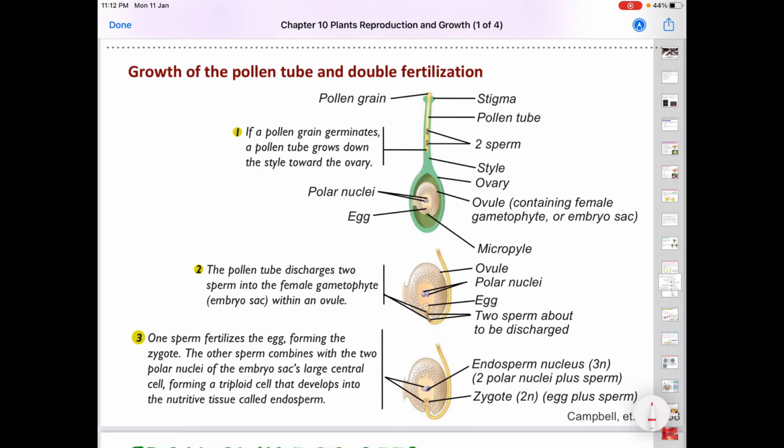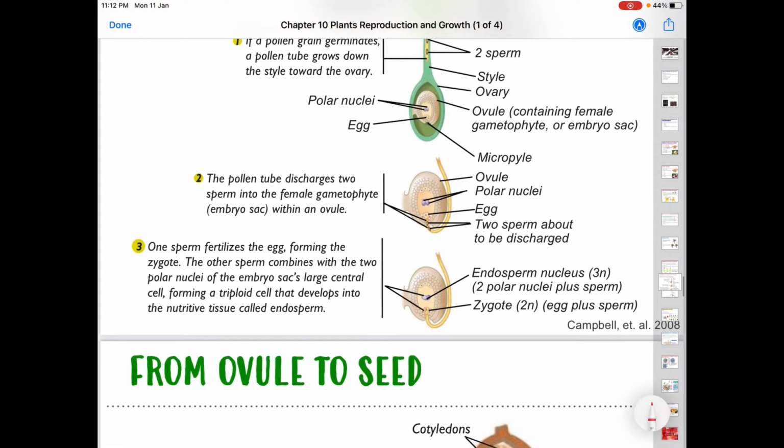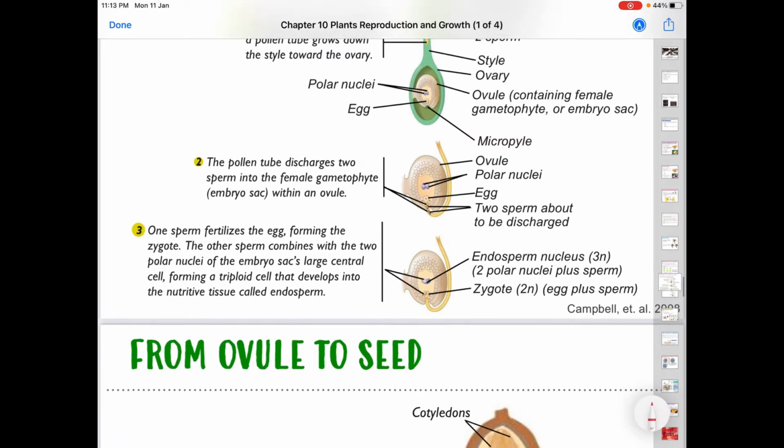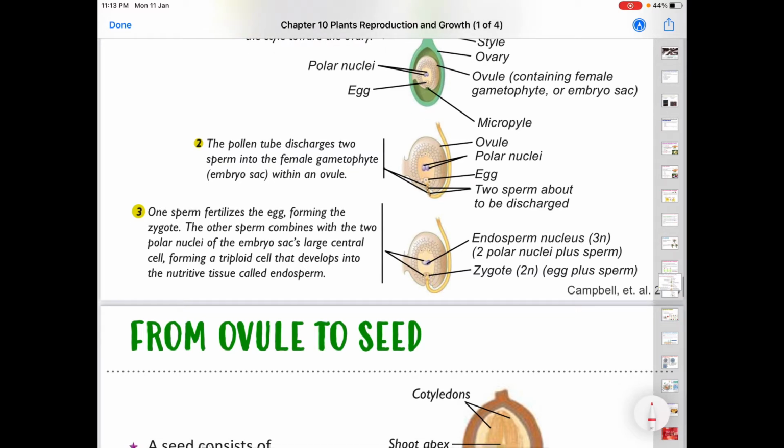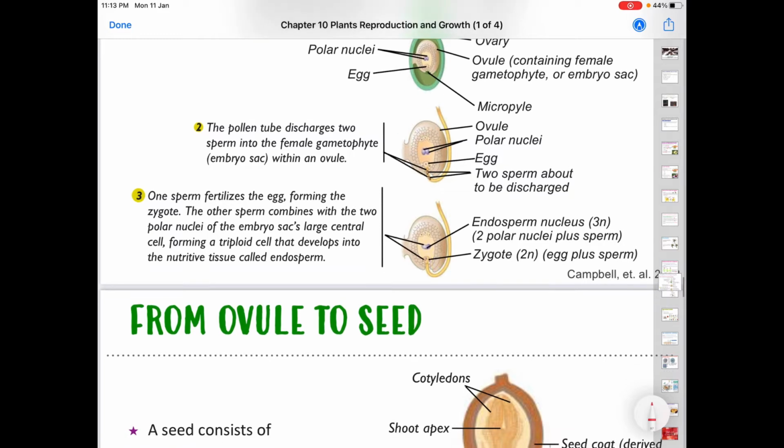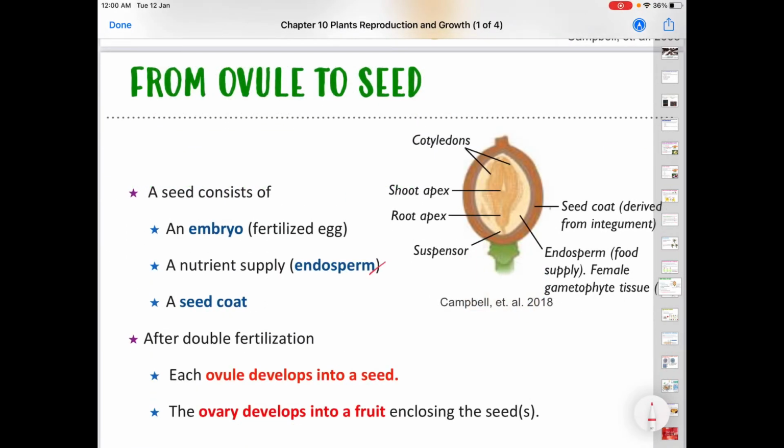Number 1, if a pollen grain germinates, a pollen tube grows down the style to the ovary. The pollen tube discharges two sperm. One will fertilize the egg, the other will combine with the two polar nuclei.